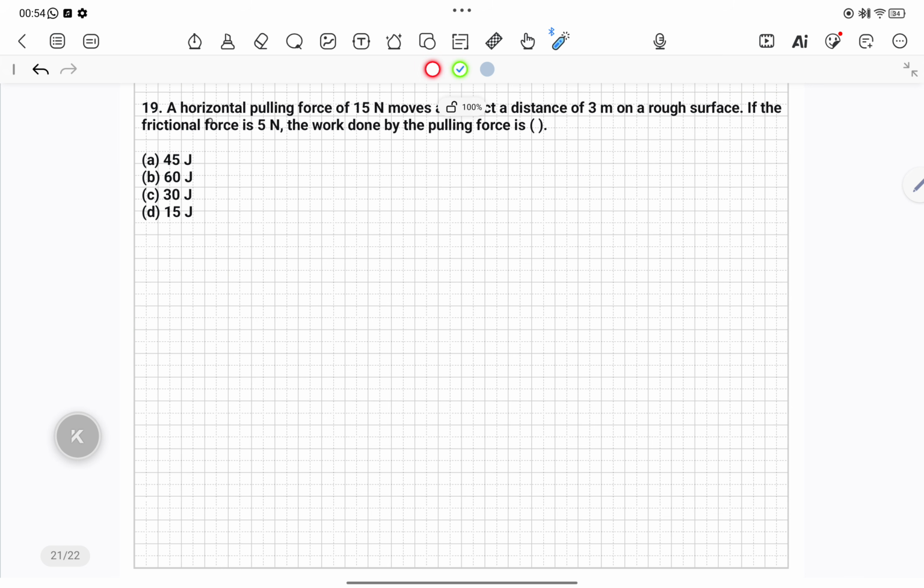Question number 19. A horizontal pulling force of 15 Newton moves an object a distance of 3 meter on a rough surface. If friction force is 5 Newton, then work done is. Here they are asking work done by pulling force. So this line is important. Work done by pulling force means we have to consider force of pulling, that is F into displacement. Here pulling force is given as 15. So we will put the value of force, that is 15, into displacement 3. So its answer will be 45 Joule. So according to this, option A is correct.